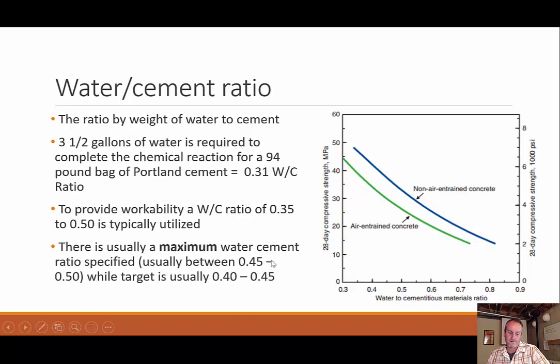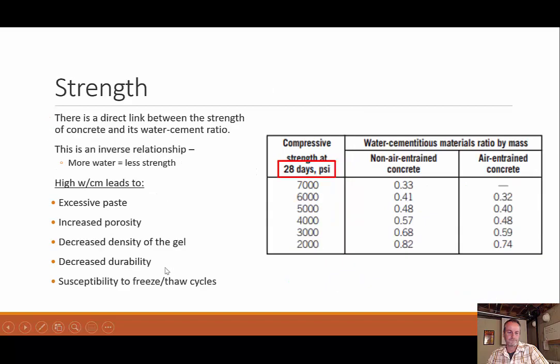There is a maximum water to cement ratio. Like I said, we're targeting 0.4 to 0.45. Usually this is stated somewhere because if you go too high, then you're losing your concrete strength. Speaking of strength, like I said before, there's a direct link between strength and water cement ratio. Here you can see as our water cement ratio goes up, meaning we're adding more water, our strength goes down, and we can go from 7,000 psi with this very low water cement ratio of 0.33, and it drops all the way down to like 4,000 or 3,000. So you're getting like half the strength out of your concrete if you add that extra water.